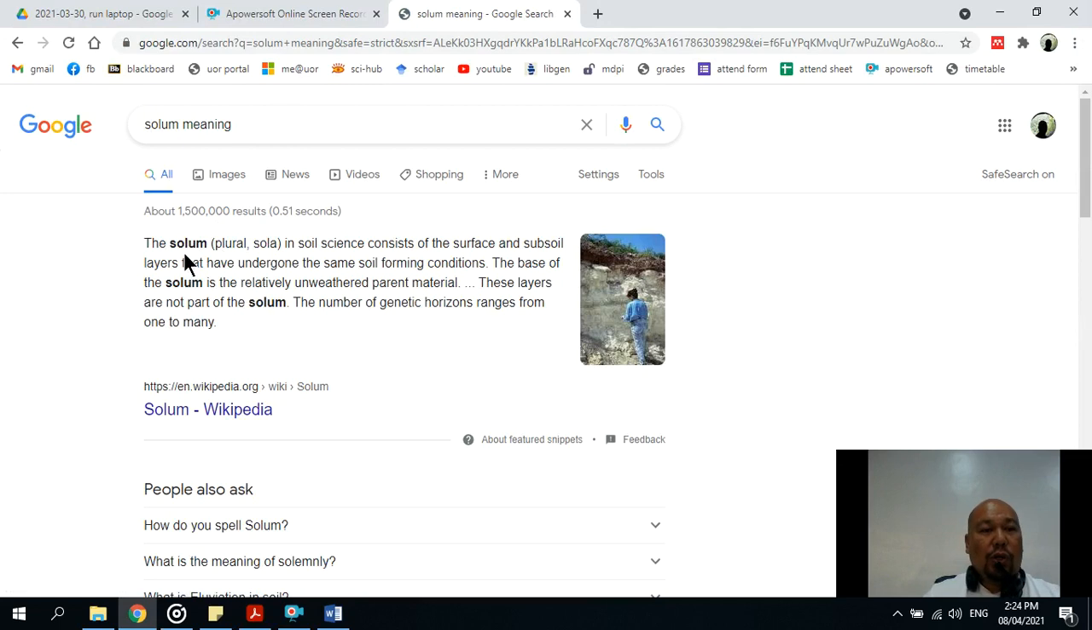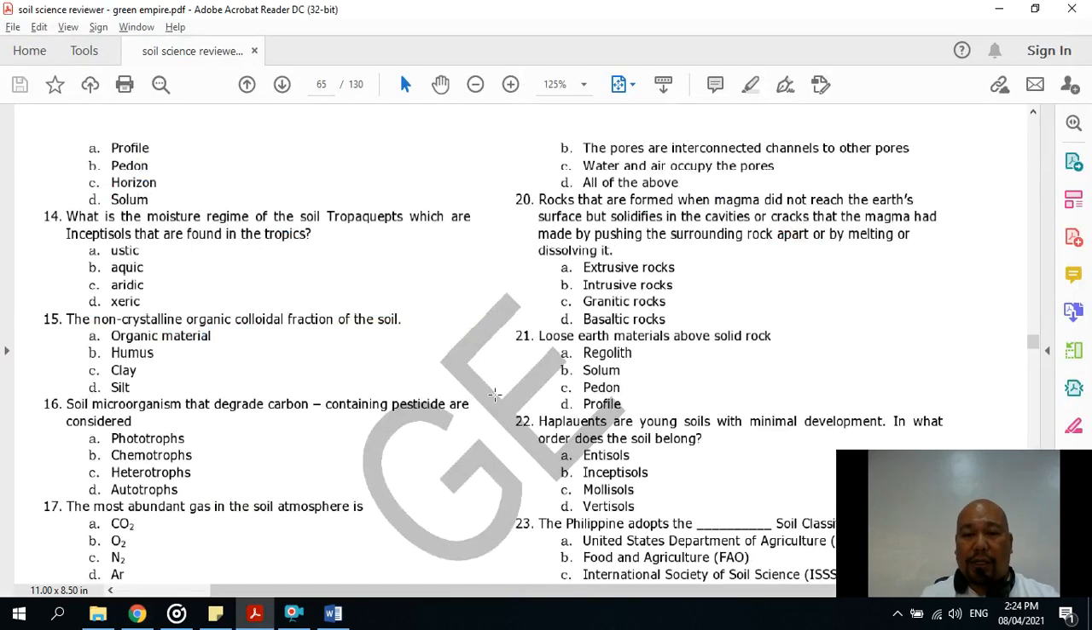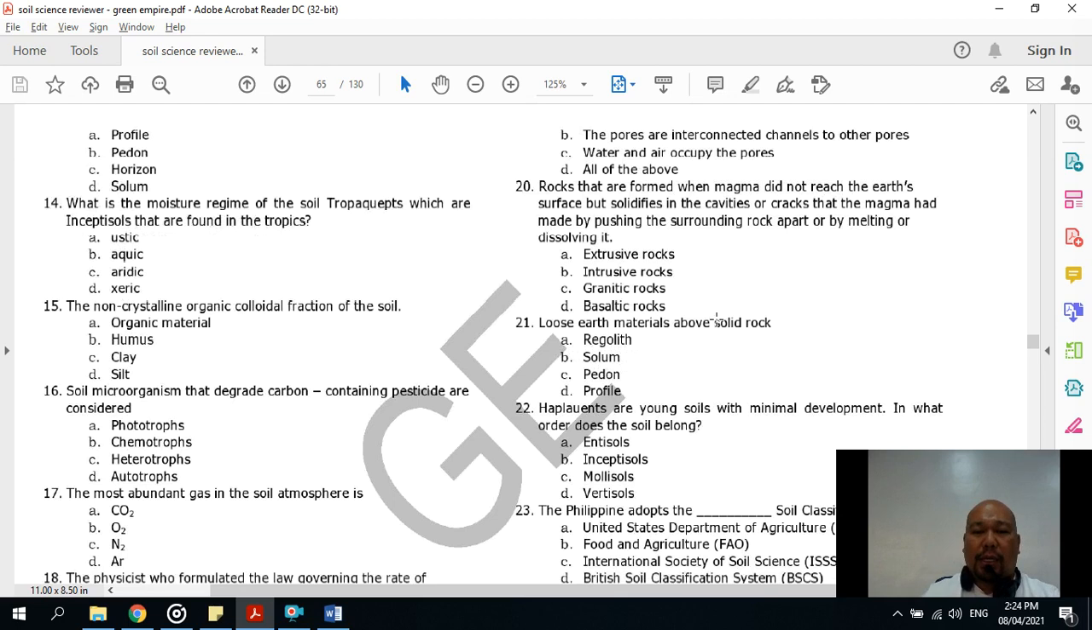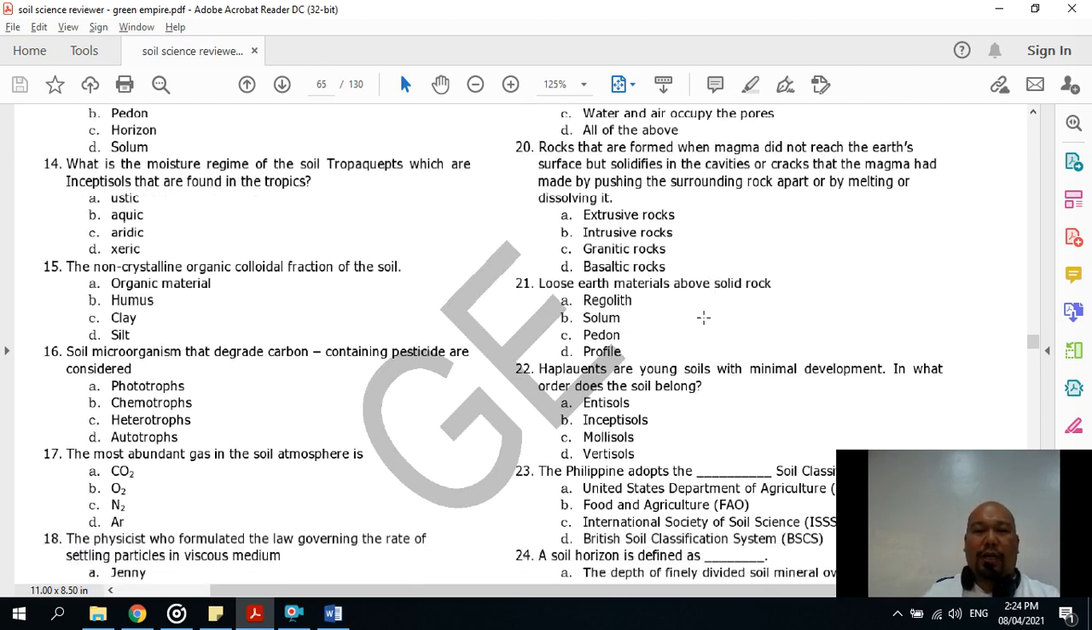Okay. Solum, plural sola, and so it consists of the surface and subsoil layers that have undergone the same soil forming conditions. The base of the solum is relatively unweathered parent material. So, in this case, loose earth materials above solid rock, wala siya gingan lang ng soil, but it's actually the regolith. Okay? Ang solum ang upper part na. So what actually forms part of the soil is the solum. Pedon profile, na-cover na nato na.